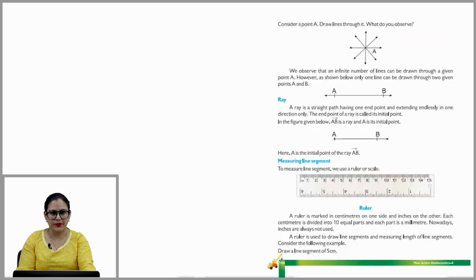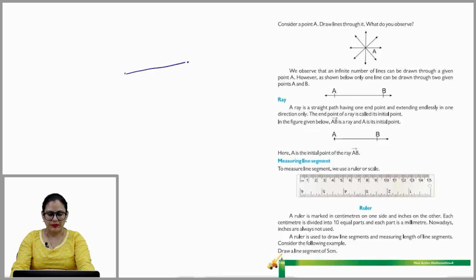Consider a point A. Draw lines through it. What do you observe? Okay. See, this is the point A and then you will draw lines through it. We observe that an infinite number of lines can be drawn through a given point A. However, as shown below, only one line can be drawn through 2 given points. Like these are 2 given points and we can only draw one line segment.